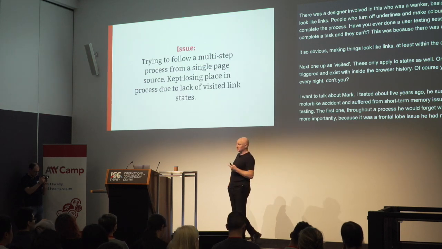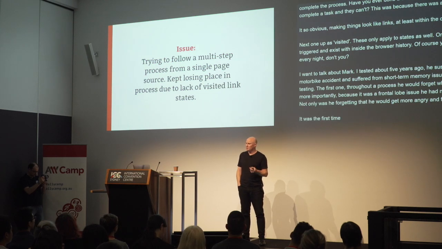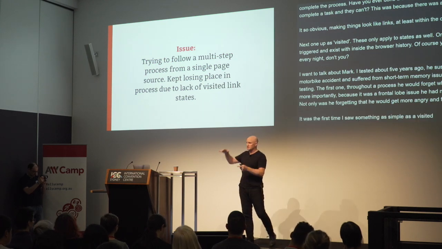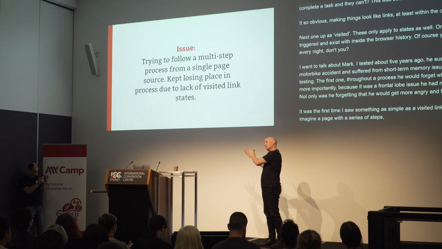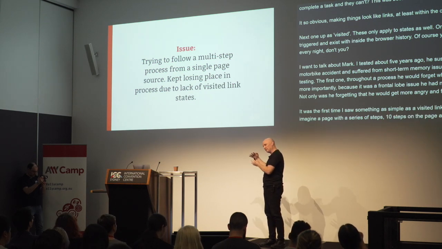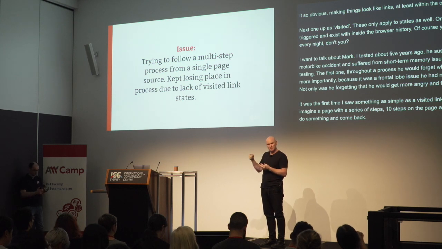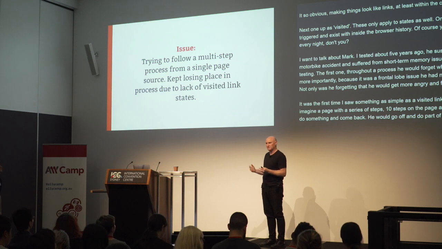And it was the first time I actually saw something as simple as a visited link state having an impact on him. Imagine a page which had a series of steps off it. There were 10 steps off the page, and you would click on a link, go off and do something and come back. What was happening was he would go off and do part of a process and come back, but because the links weren't changed to a visited link colour, he would go back in again, and he got more and more frustrated.